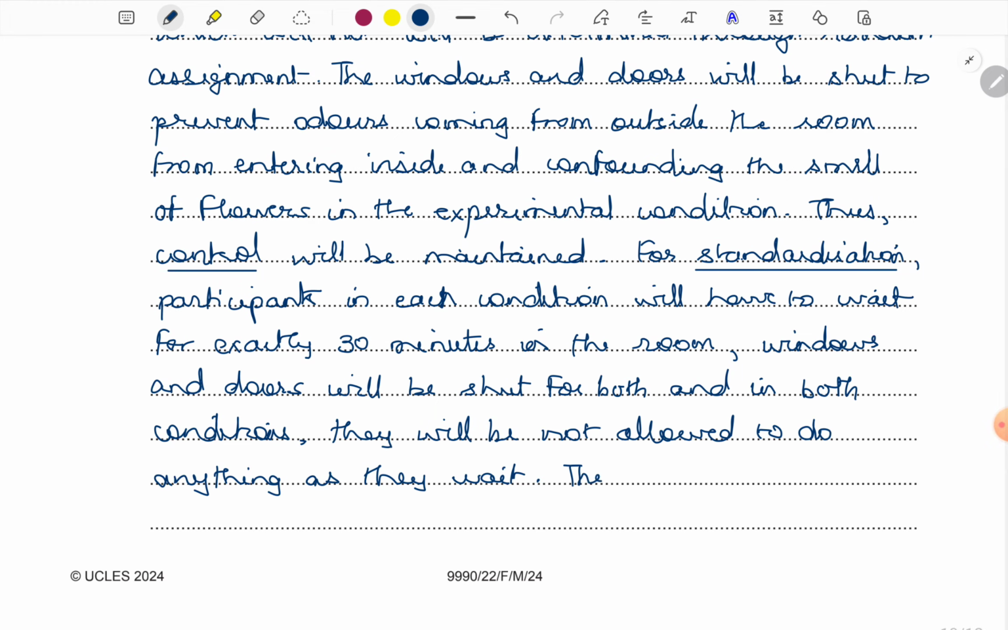The independent variable, before this let me mention reliability. This standardization will increase the reliability of the plan.